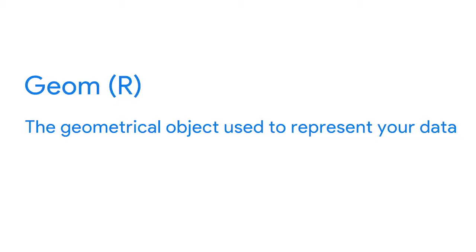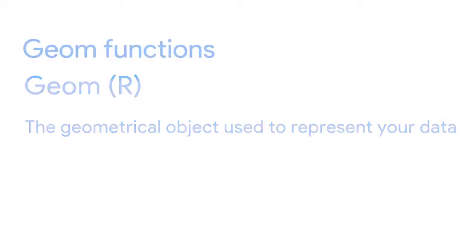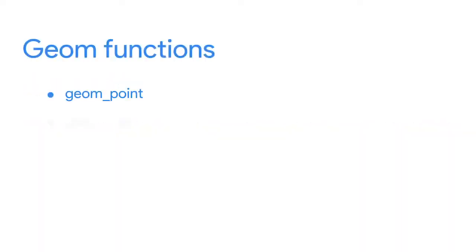In ggplot2, a geom is the geometrical object used to represent your data. Geoms include points, bars, lines, and more. The geom_point function uses points to create scatter plots. The geom_bar function uses bars to create bar charts, and so on. To change the geom in our plot, we need to change the geom function in our code.